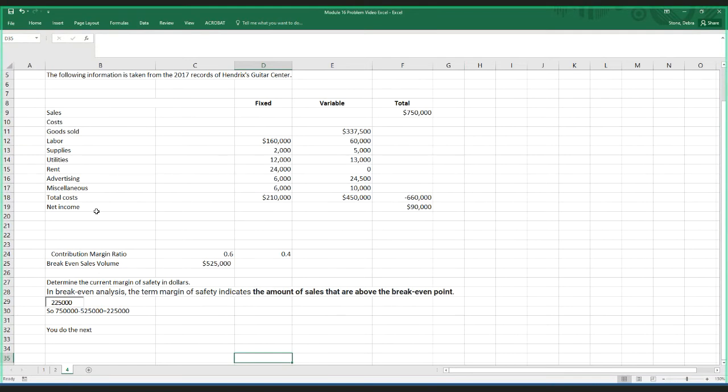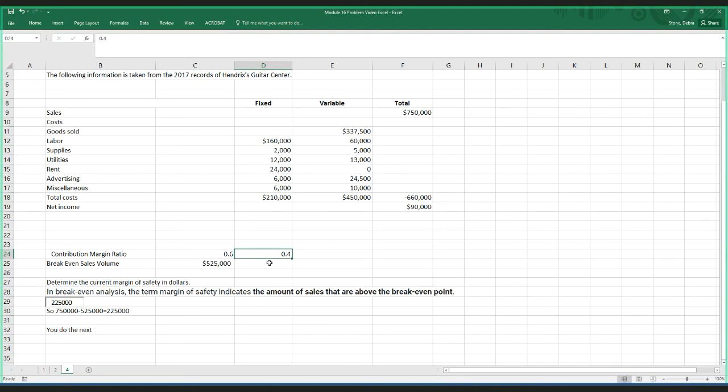It gives you this information. Income, here's the costs. All this. Now you have to get the contribution ratio: the contribution margin divided by the sales, E18 divided, so it was 60. And the other side, the variable cost ratio, is 0.40.